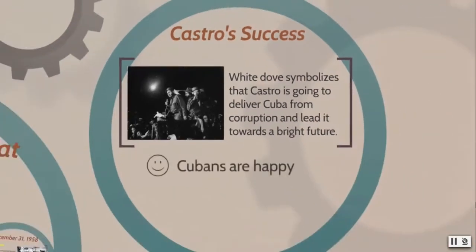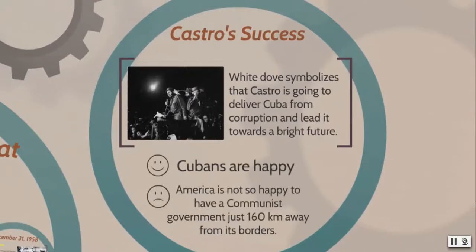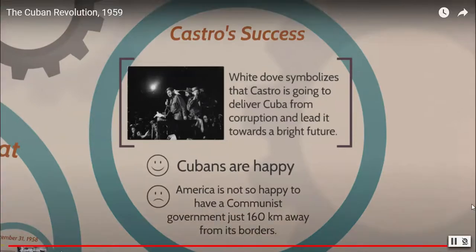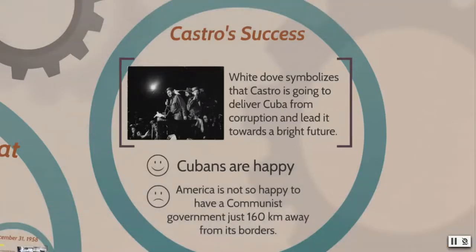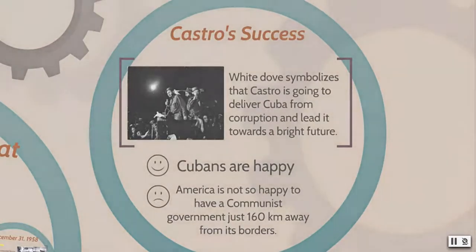However, America was not so happy that they had just lost an ally that they had used to have, and now there was a seemingly communist government within about 160 kilometers from the American border. And we will see in our next videos how the Cuban Revolution led to the Cuban Missile Crisis.